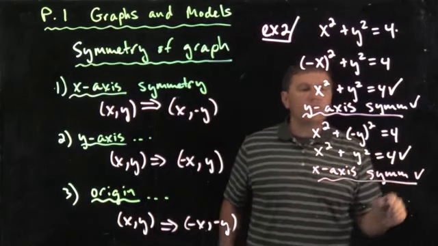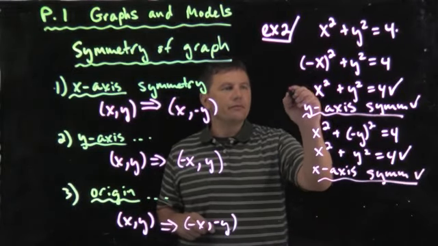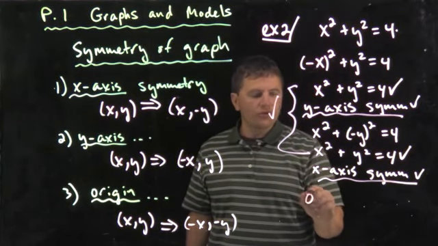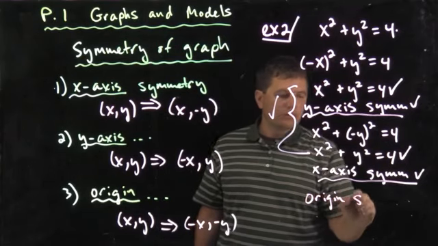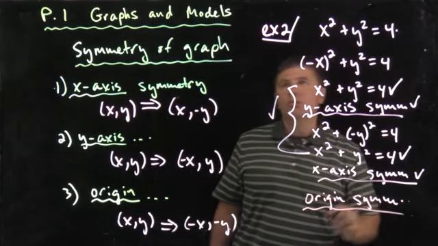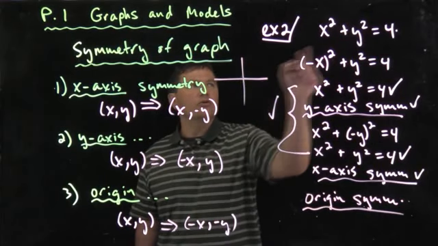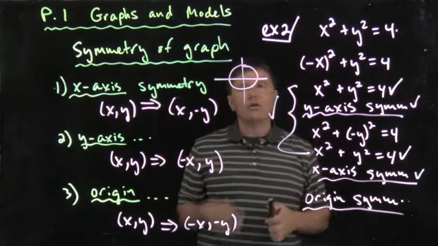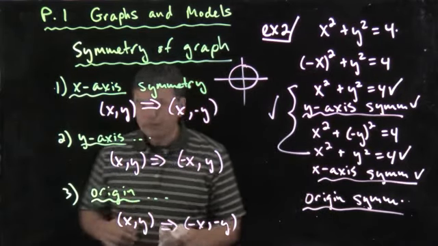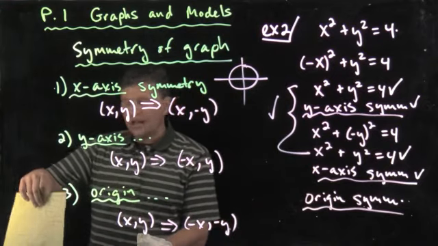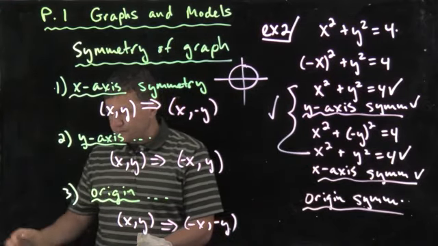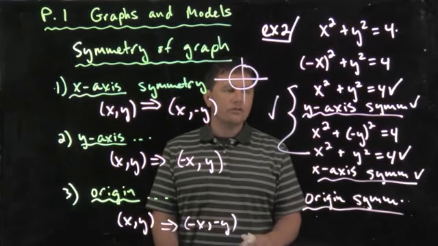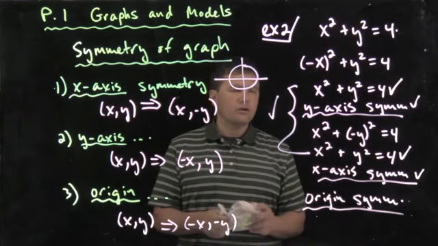But I also want to point out that since this, like the last time, is equal to this, we also have origin symmetry. And once again, we all know that this is because this is a circle with radius 2, centered at the origin. So we can see it has all the different symmetries that we would be interested in here. That basically does it for symmetry. Once again, I just want to stress that if you're using your graphing calculator to tell symmetry, you can be easily fooled, so be careful with that.